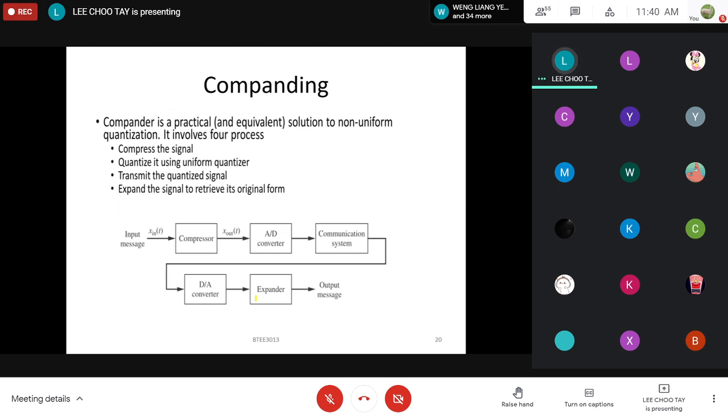This companding process basically involves four steps. The first step is to compress the input signal. Then we convert the signal into digital form and quantize it. In the A to D converter, we use a quantizer that is uniform. Then we transmit the quantized signal as it is. At the receiver, we have to convert the signal from digital back to analog, and after that we expand the signal to get the original form. So that's what the companding process is about.